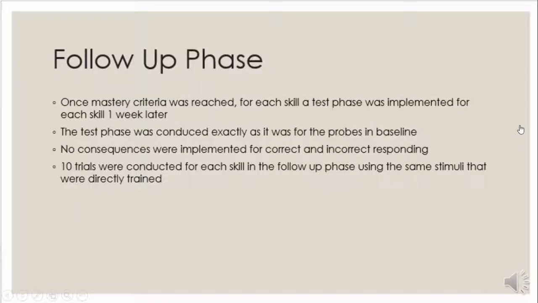The follow-up phase. Once mastery criteria was reached for each skill, a test phase was implemented for each skill 1 week later. The test phase was conducted exactly as it was for the probes and baseline, meaning that there were not any consequences implemented for correct or incorrect responding. It was pretty much a probe to see if the skills maintained. 10 trials were conducted for each skill in this follow-up phase using the same stimuli that were directly trained.